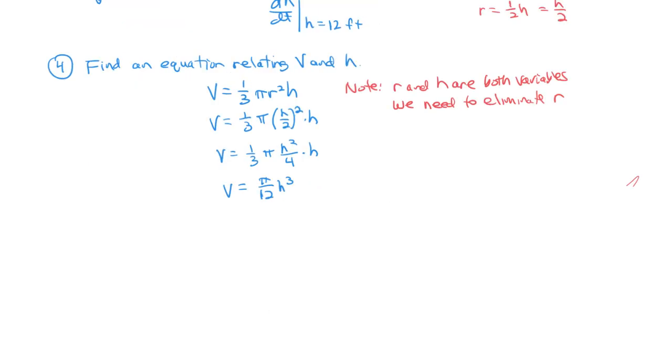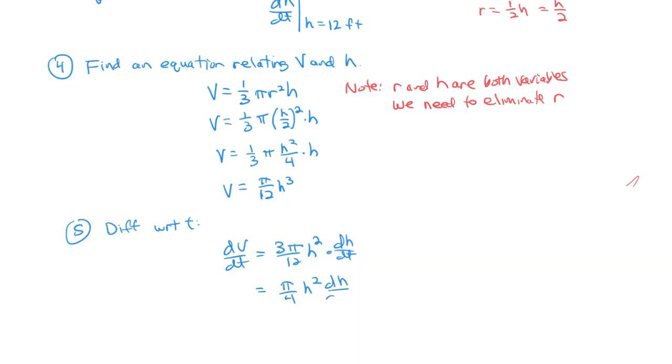Okay, so now we are ready for step 5, where, of course, we differentiate with respect to t. So it'll give us dV/dt equals, we've got the power rule here. 3 comes down, so it's 3 times pi over 12, or 3 pi over 12 h squared times dh/dt. So of course that is dV/dt. We can cancel and get pi over 4 h squared dh/dt.